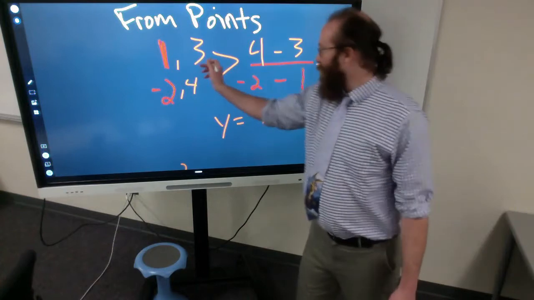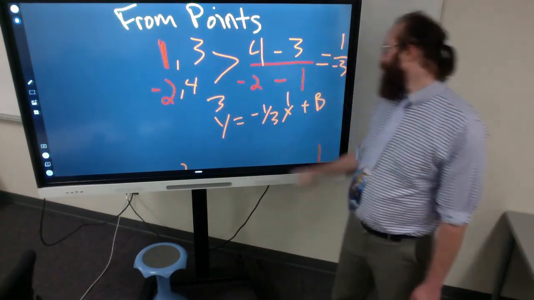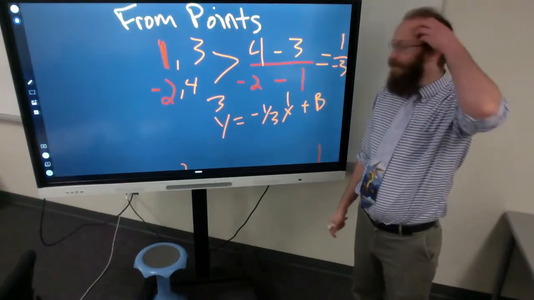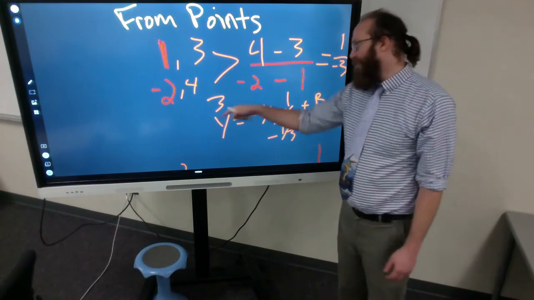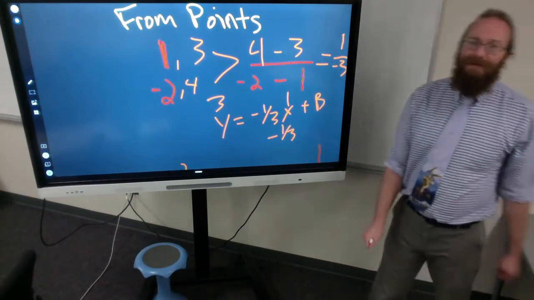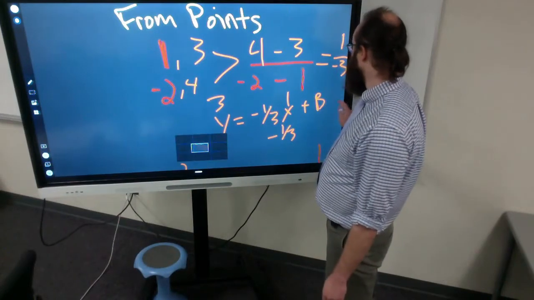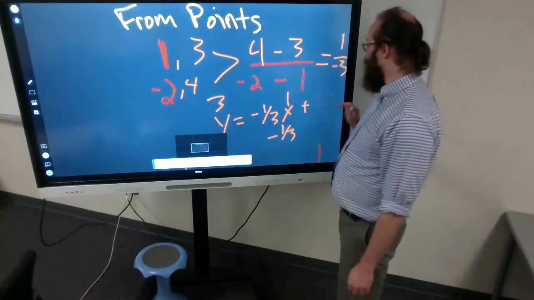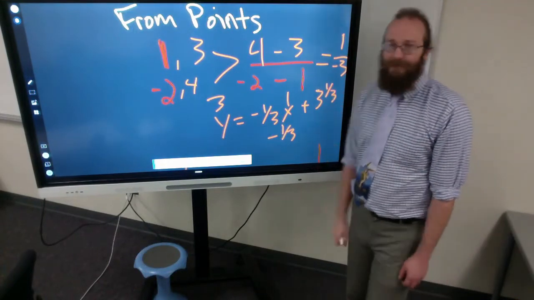Anyways, plug in our 1 and our 3. 1 goes right there for x, 3 goes right there. Negative 1/3 times 1 is negative 1/3, and that needs to get all the way up to 3. So b has to be 3 1/3. So our final equation then is y equals negative 1/3 x plus 3 1/3.